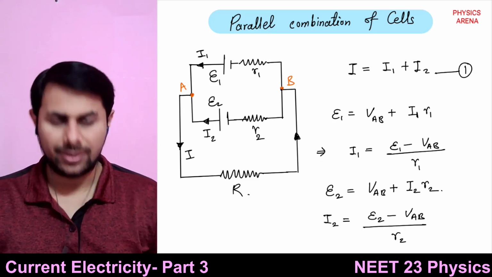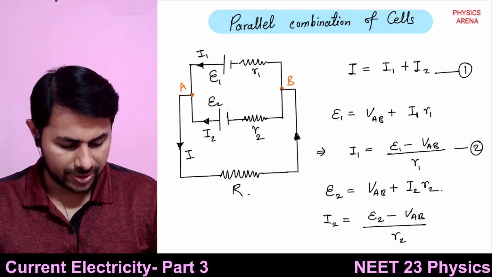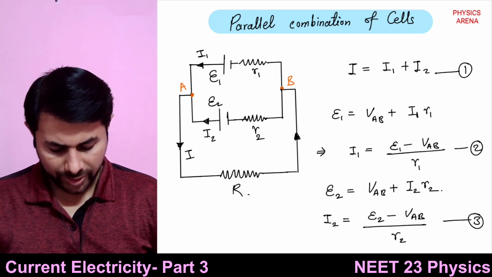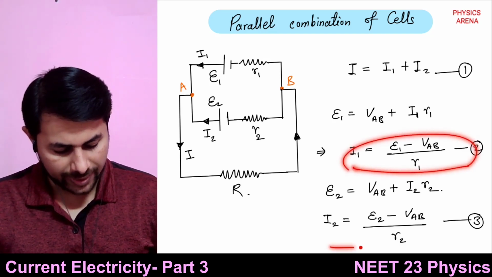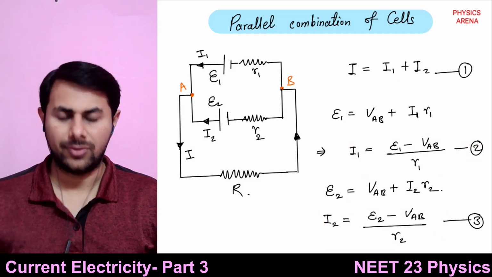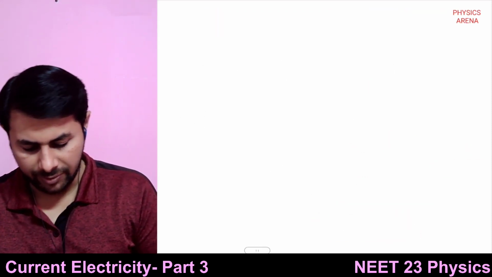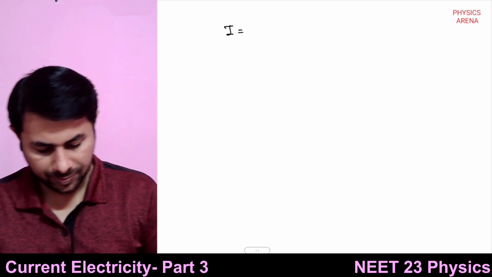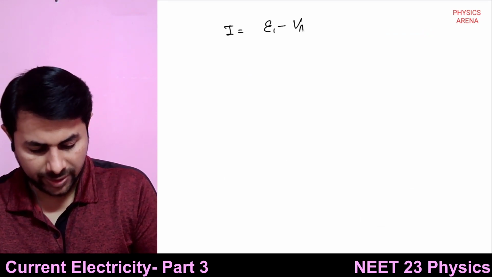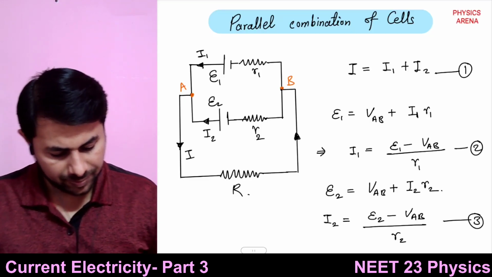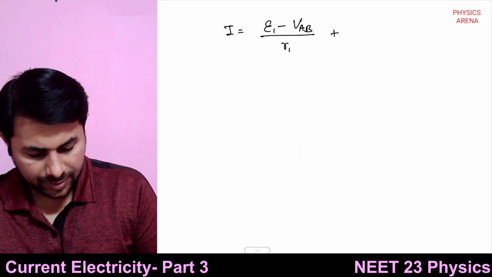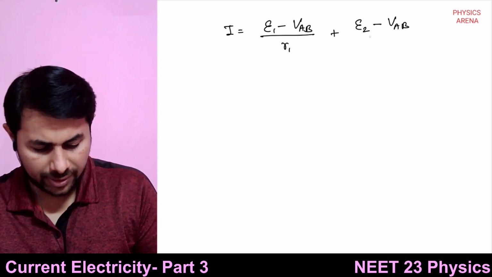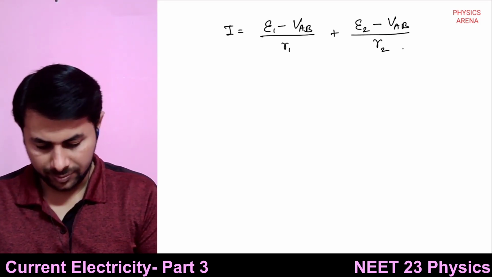So let's call this one equation number 1, this one equation number 2, and this one equation number 3. So let's put equations 2 and 3 in equation 1. So we can write that I is equal to what? I1 plus I2. So what is I1? Epsilon 1 minus VAB divided by R1, and this is epsilon 2 minus VAB divided by R2.